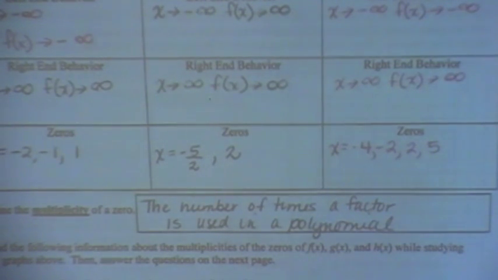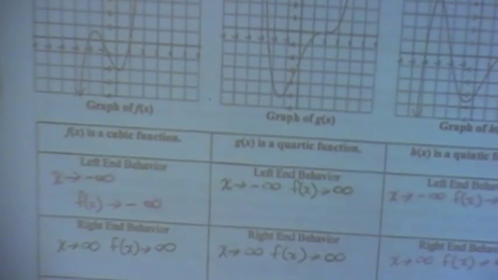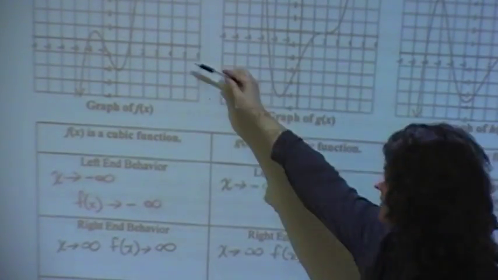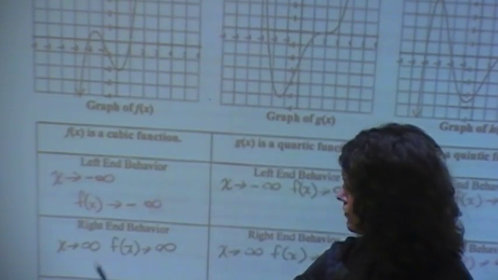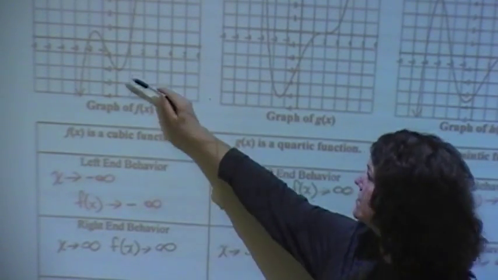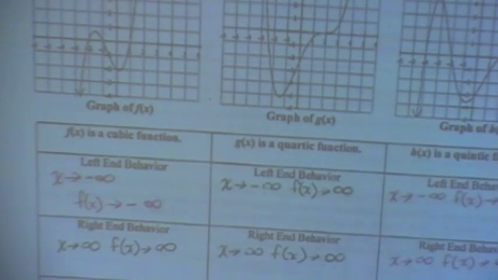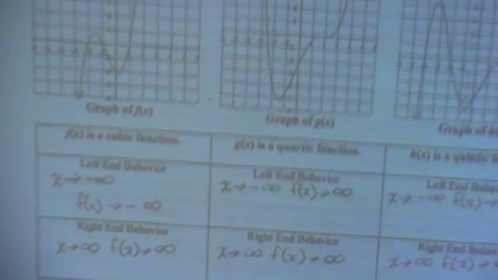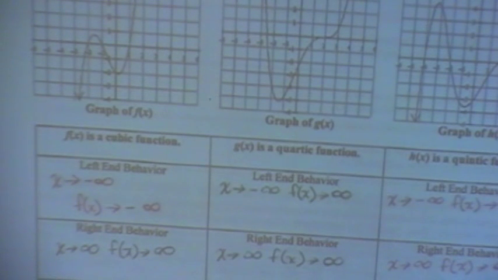So in the graph of f of x, the first one, all of these have a multiplicity of 1. See, it was cubic, which means we needed 3 zeros, and we found 3 zeros in this one. So they're right there. In g of x, the middle one, it was quartic, we should have had 4 zeros, but we only found 2. But if you look at it, do any of them jump out as being double roots?